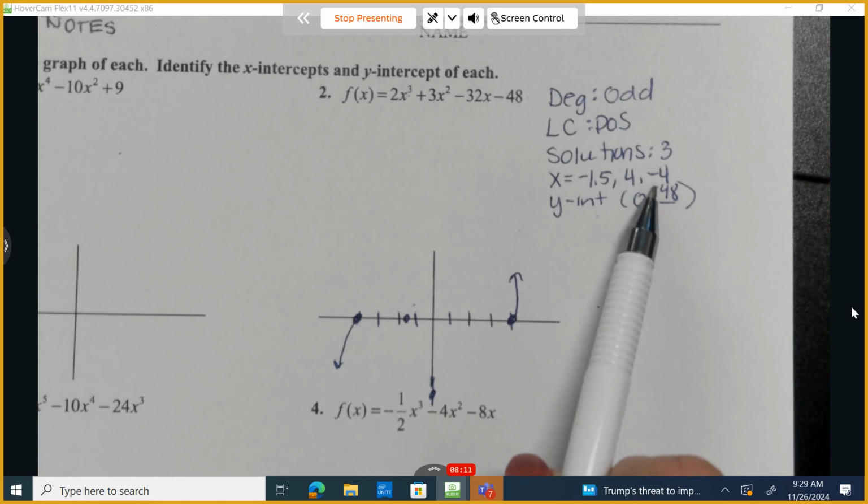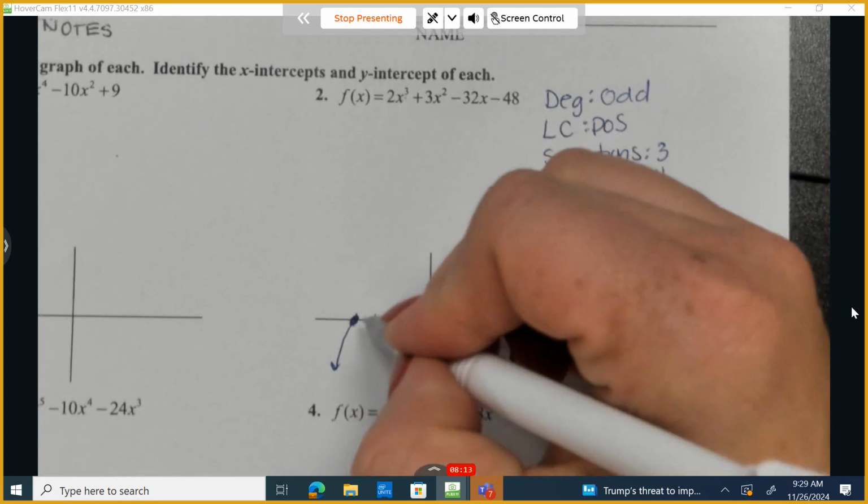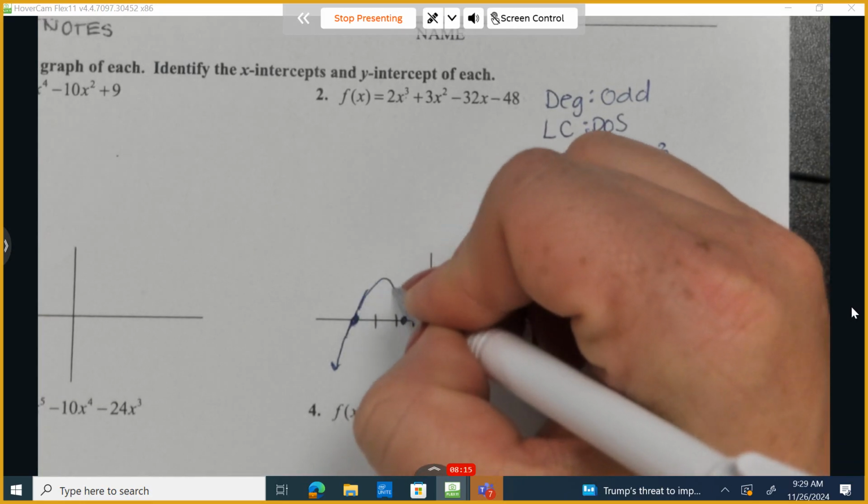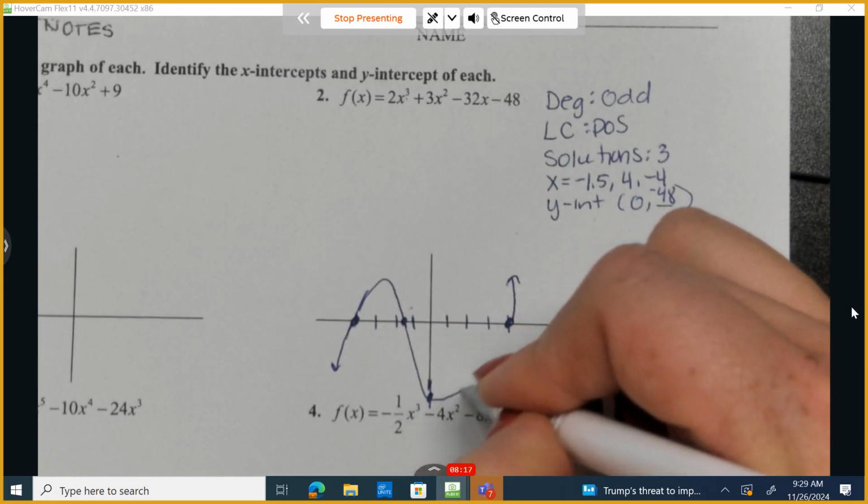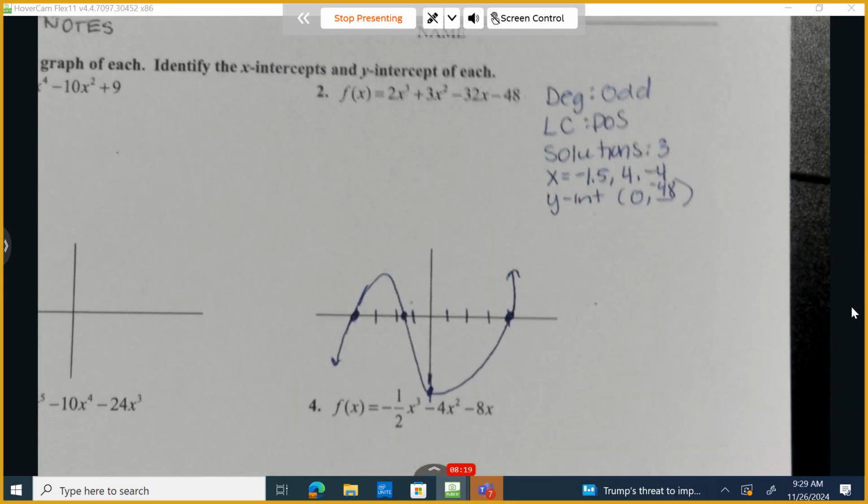How many times do we have a solution of negative 4? One time. So it's going to be like this. It cuts through, and it cuts through, and this problem is done.